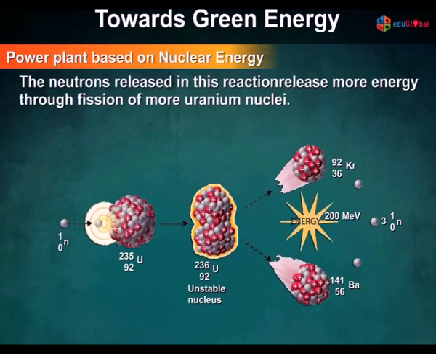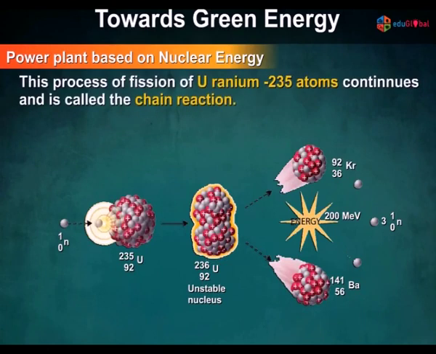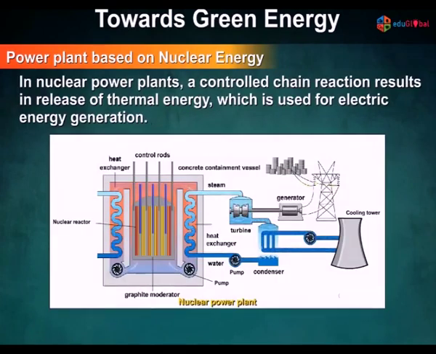The neutrons released in this reaction release more energy through fission of more uranium nuclei. This process of fission of uranium-235 atoms continues and is called the chain reaction. In nuclear power plants, a controlled chain reaction results in release of thermal energy, which is used for electric energy generation.